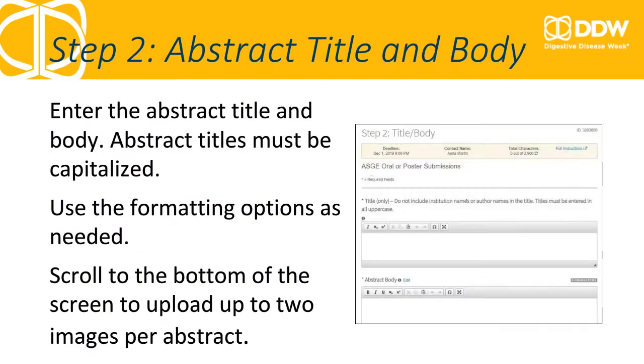To complete Step 2 of the submission process, enter the abstract title and body. Please note that abstract titles must be capitalized, though you can use superscript, subscript, and special characters. You may also upload up to 2 images per abstract. When you have completed this step, click the Save and Continue button.